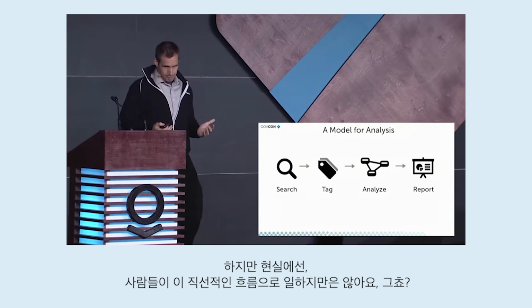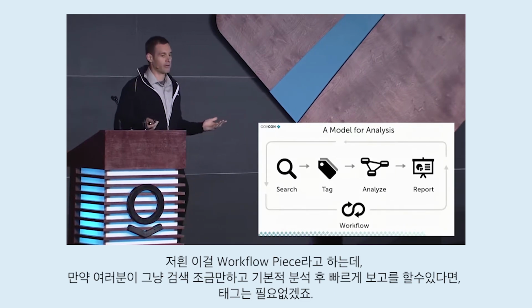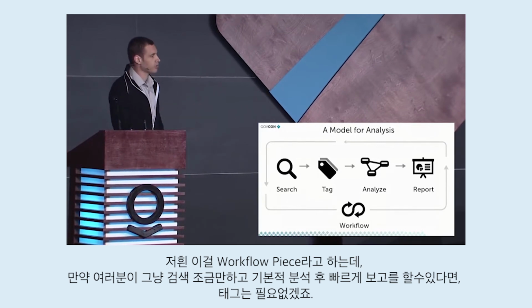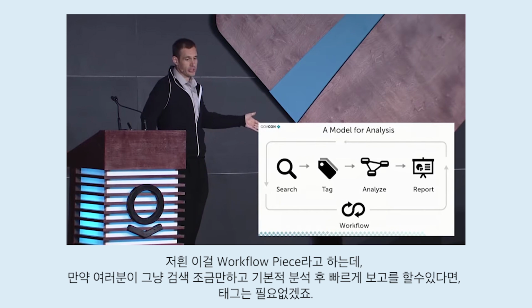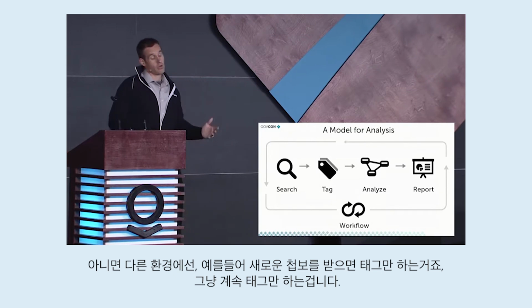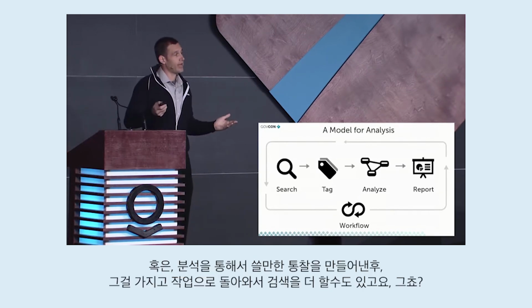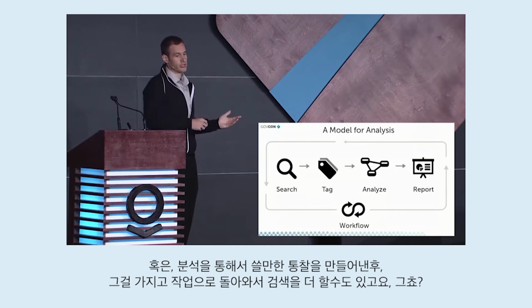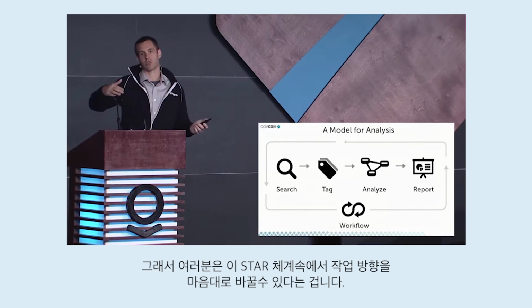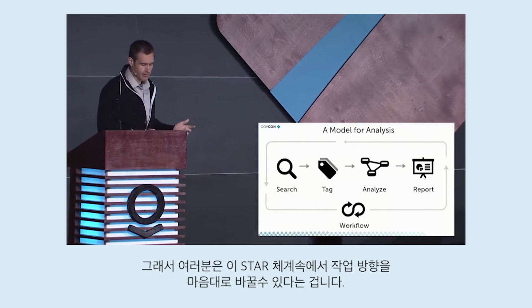But in reality, people don't necessarily work with this linear flow, right? They have what we call the workflow piece. If you're about to go out on a foot patrol or something like that, you may just want to do a few searches, rudimentary analysis, quick report, move on, no tagging. Or maybe you're at a FOB and you're just doing nothing but tagging new intel reports. So you're just doing tag, tag, tag. Or hopefully you've generated some useful insight through analysis that you want to go back in the workflow and do more searching with. So basically you can navigate this STAR structure in many different ways.